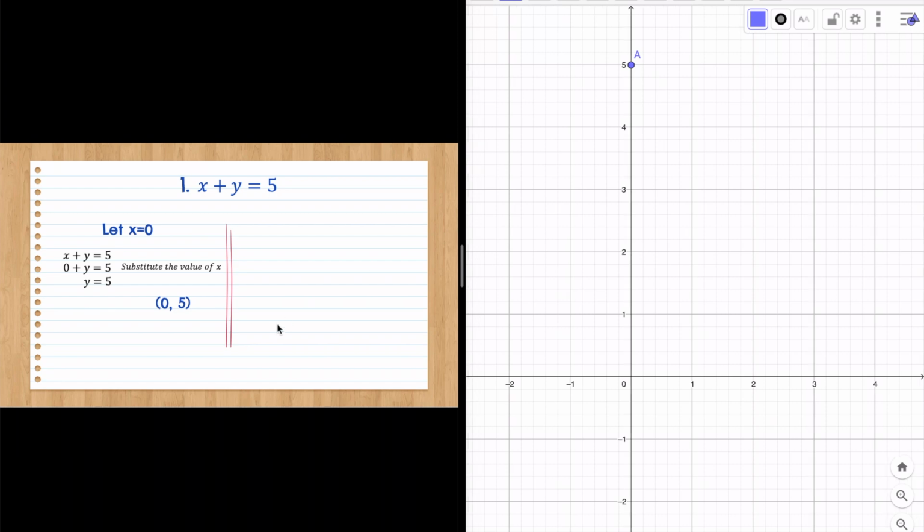And then the next one, you let y be equal to 0. So again, you're given x plus y is equal to 5. And then, x plus 0 is equal to 5. So x is equal to 5. So you have your second ordered pair. So you have, yung x mo daw ay 5.